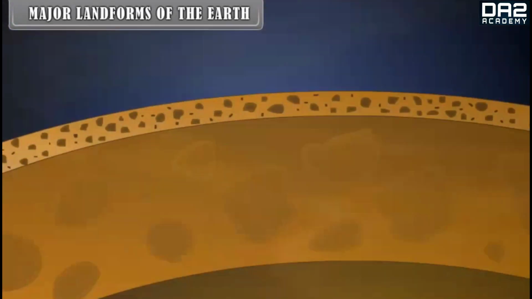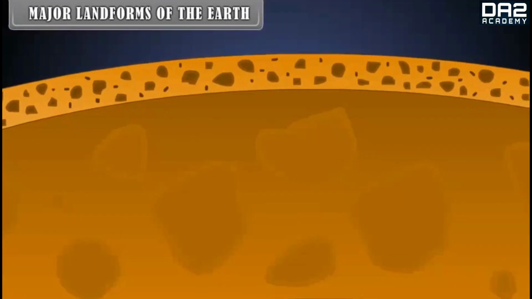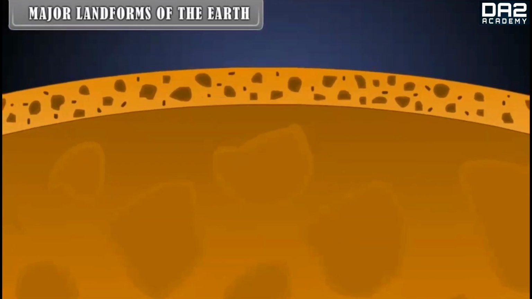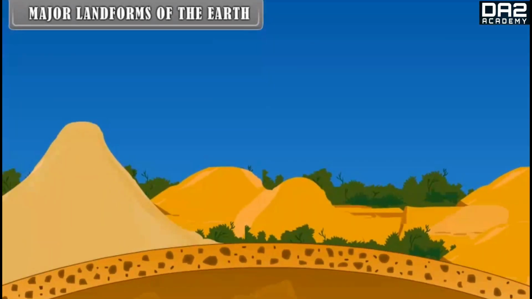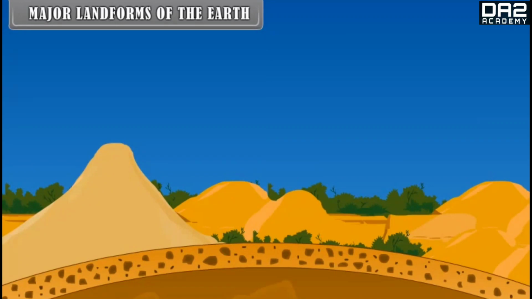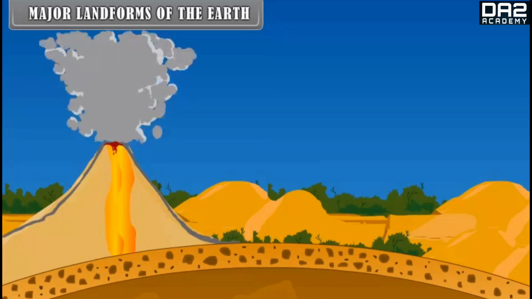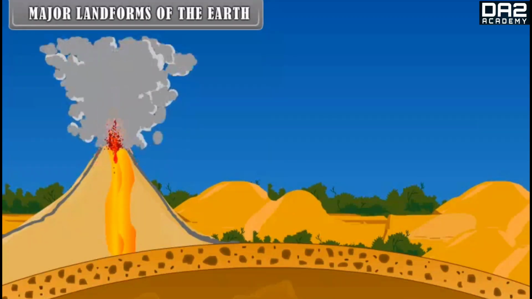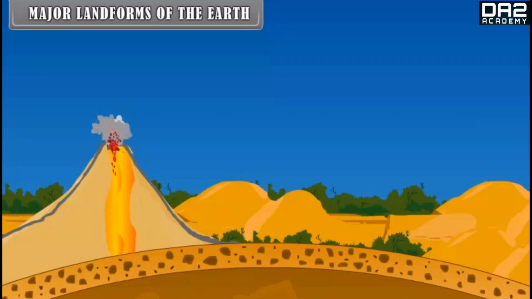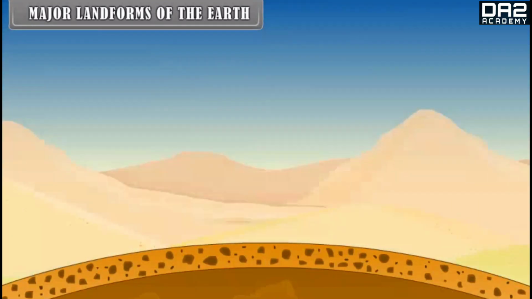The crust of the earth is made up of rocks. This crust is neither permanent nor stable. Due to the tectonic forces, the earth's crust is continuously changing, but the change is very slow. Earthquakes and volcanic eruptions bring abrupt changes on the earth's surface. All these changes on the earth's crust give birth to different types of landforms.